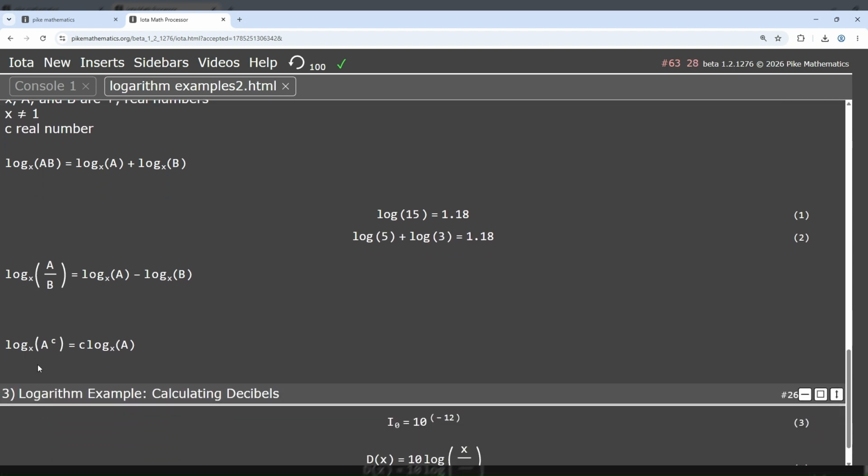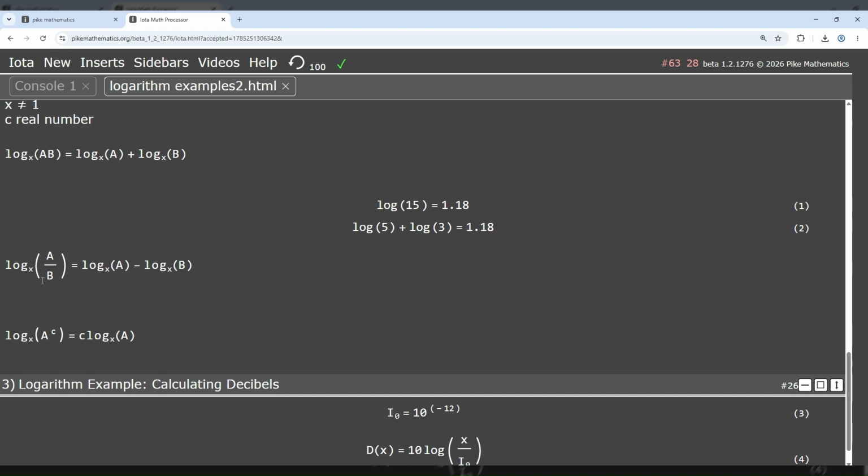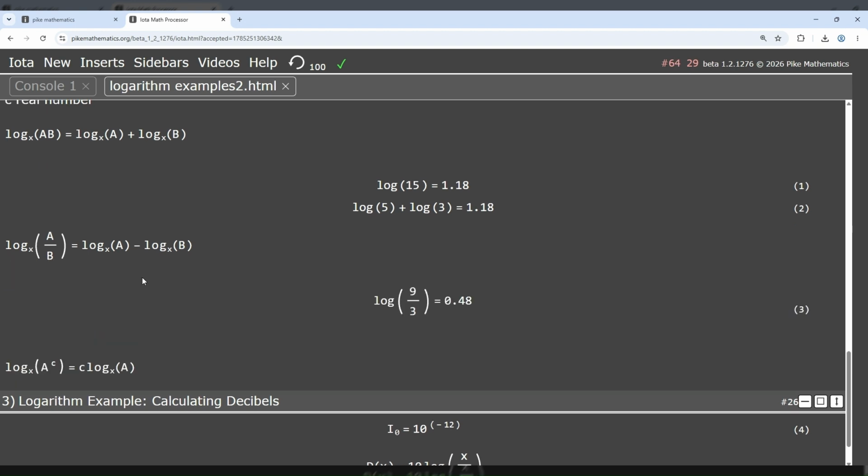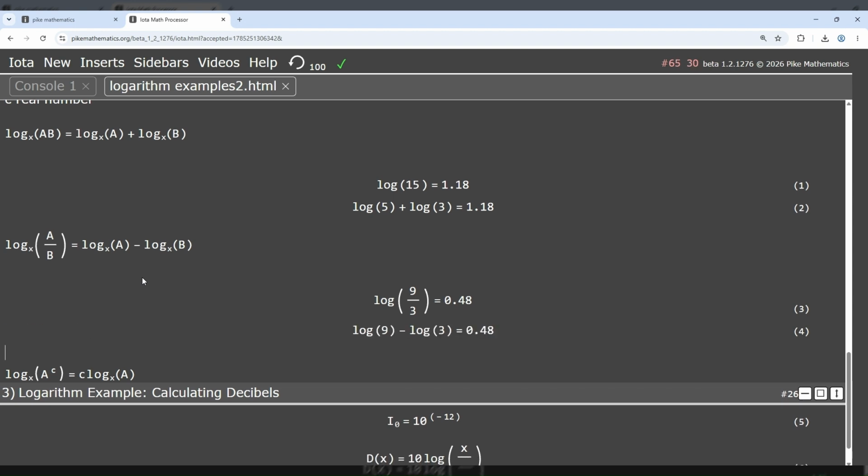All right, so what about this next property? It says that the logarithm of a over b is equal to the logarithm of a minus the logarithm of b. So let's try the logarithm of 9 divided by 3. What does that give us? 0.48. Okay, what's the log then of 9 minus the log of 3? There you go, they're the same.